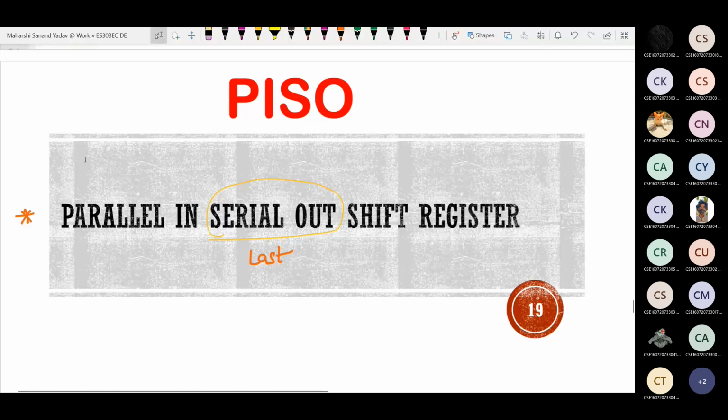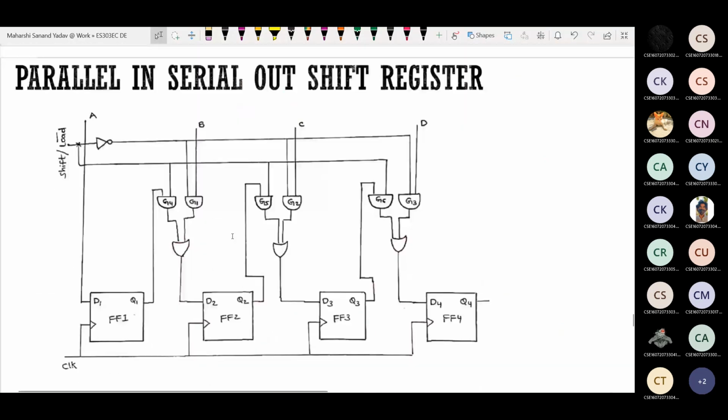For this one, separate combinational circuit will be used. See this one. So the advantage with parallel in, serial out is we can shift, whereas we can load. Means loading can be done, followed by shifting can also be done. Can anyone explain me this? I can do shift operation, I can do load operation.